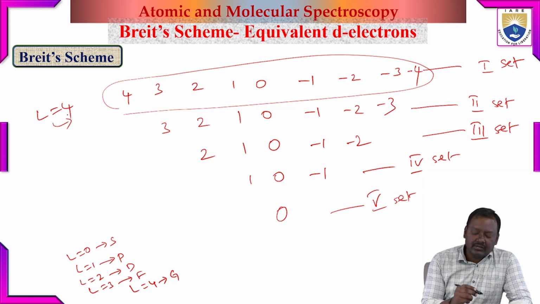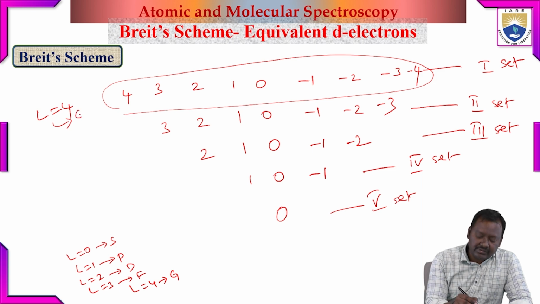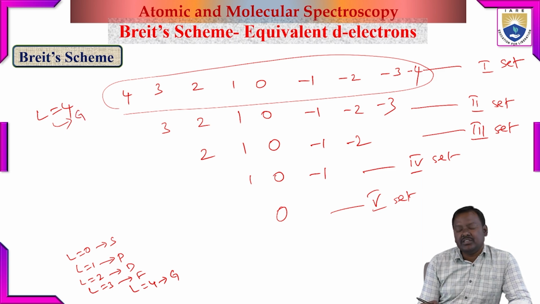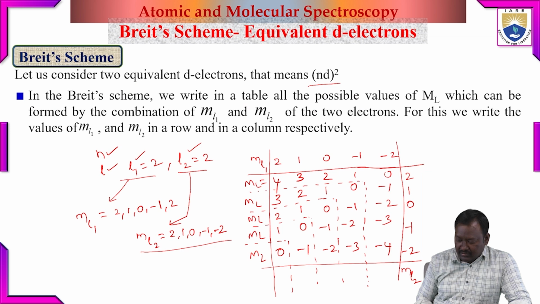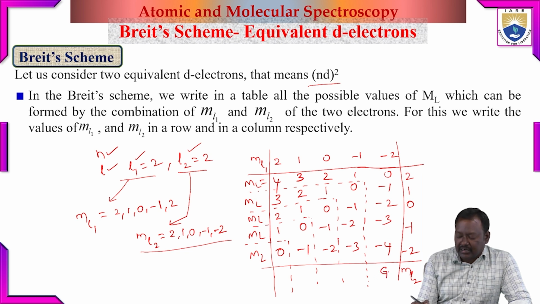So this set of ML values can form the spectral term G. So I'm seeing here 4, 3, 2, 1, 0, minus 1, minus 2, minus 3, minus 4. This set of ML values forms the spectral term G.